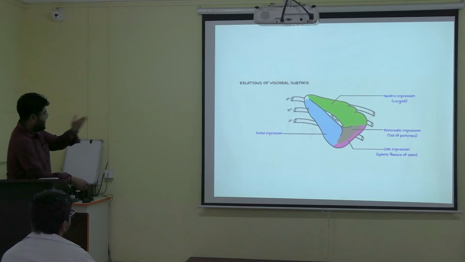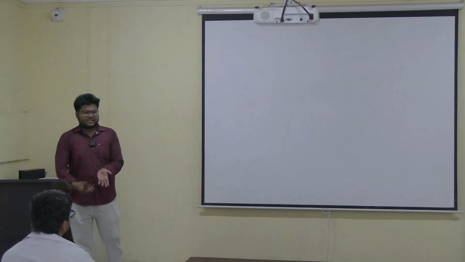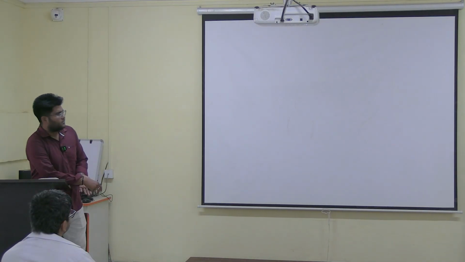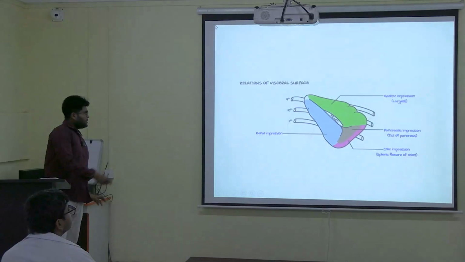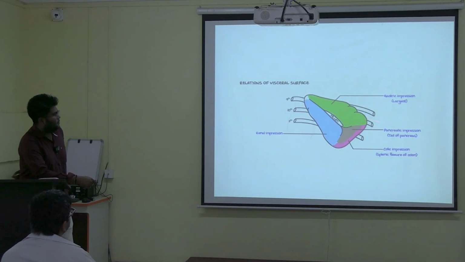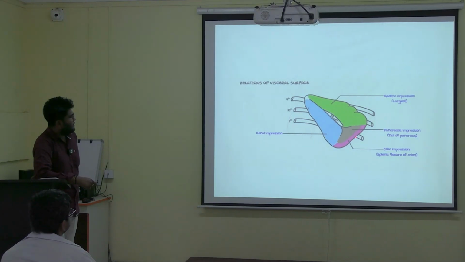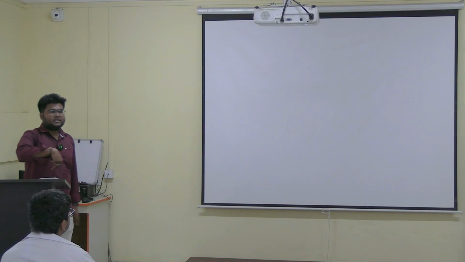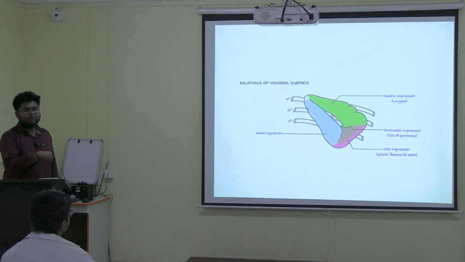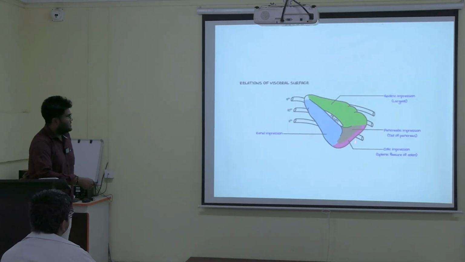You can easily see these are the visceral relations. Always remember this surface is the visceral surface. Here first is the gastric impression. The fundus of the stomach is present here, that's why this big gastric impression is present. This is the hilum. Here the tail of the pancreas is attached. Next is the colic impression, where the splenic flexure of the colon is attached, because the spleen is present here.